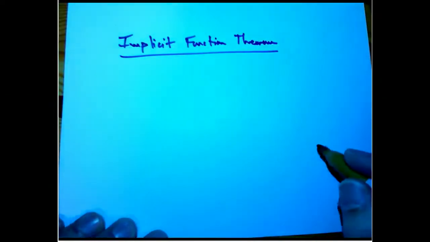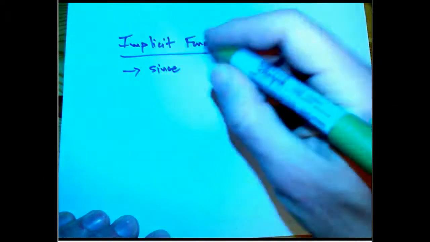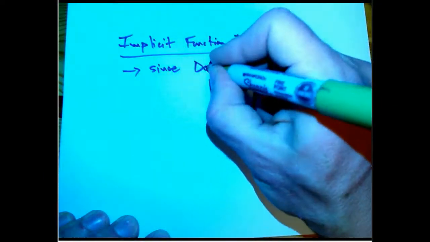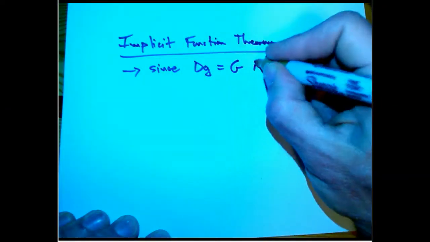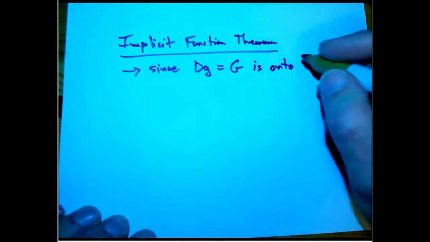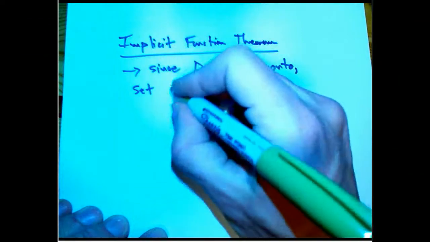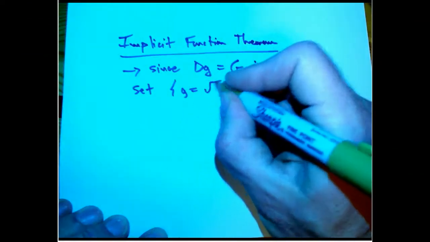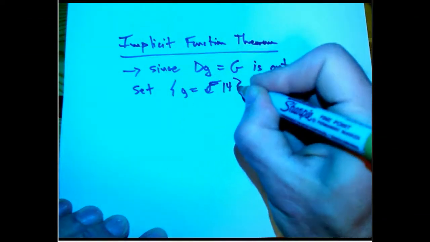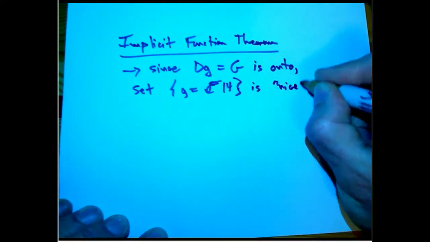What does the implicit function theorem say? It says that since dg, that is our matrix G, is onto, as big a rank as it can have, this set where g equals 14, no root, is nice. Well, what does it mean, nice?